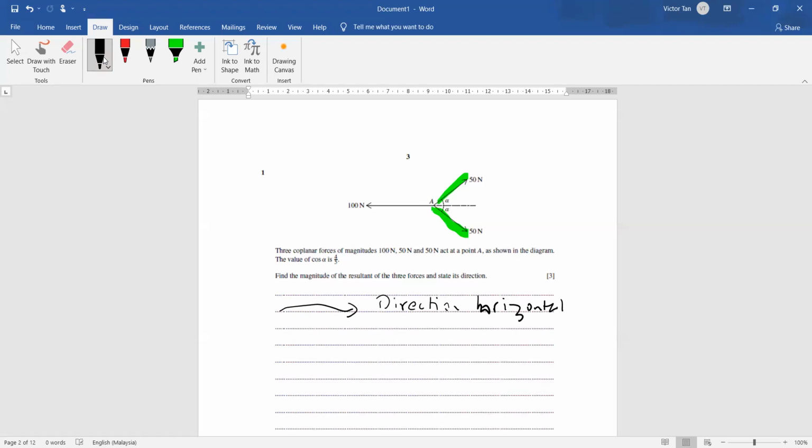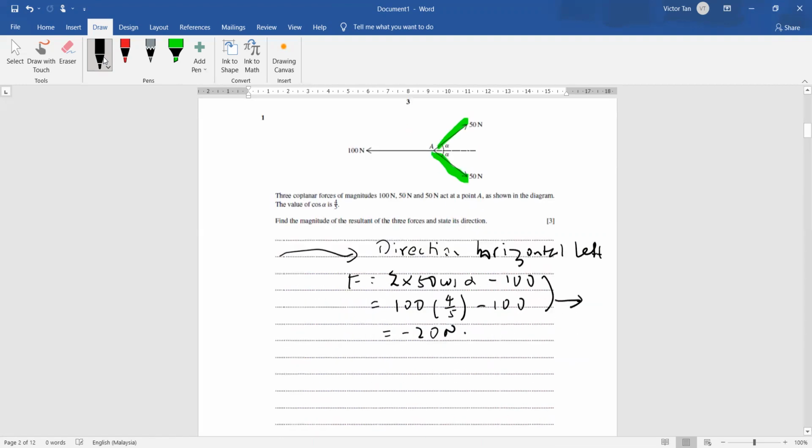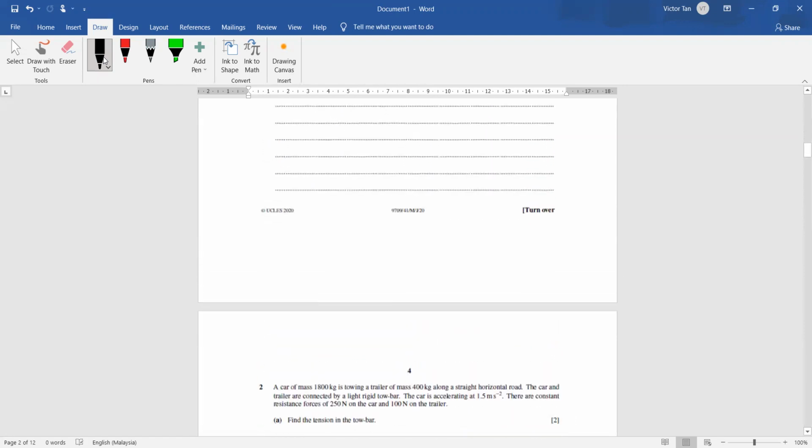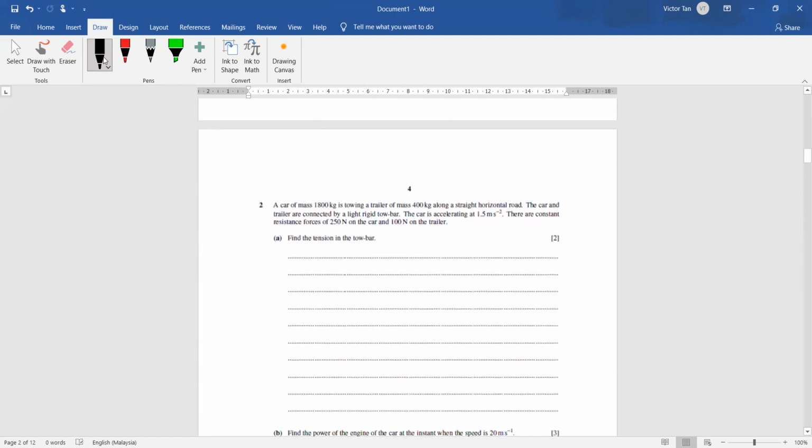So I'm going to put the resultant force F equals 2 times 50 cos alpha minus 100 times 4/5. I'm taking this as going to the right. So the direction is horizontal, to the left. Okay, that's it. Very good. This is a 3-mark question.